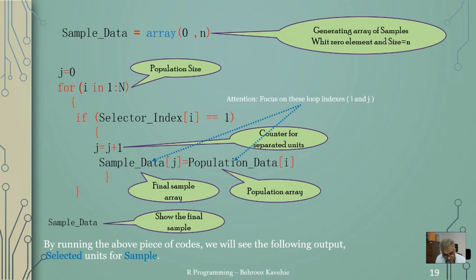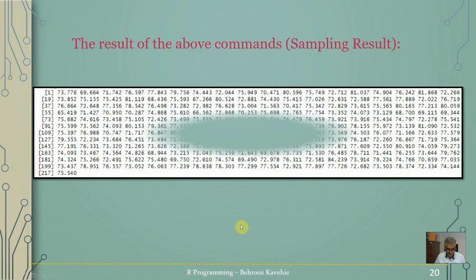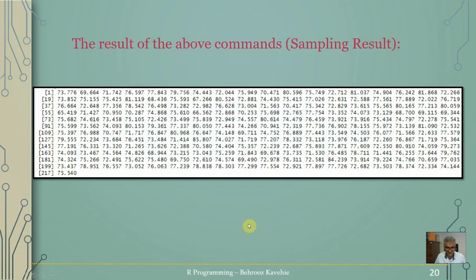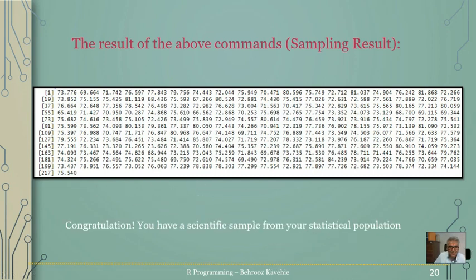Now it's going to show me sample data. This is your selected sample. This picture here is different from the other picture because I ran the program multiple times, and as we already know, each time random numbers are going to be generated. So from 500 numbers I have 217. We choose our samples from our population and place them in our samples array, and this was the result. Congratulations! You have extracted a scientific sample from your statistical population.